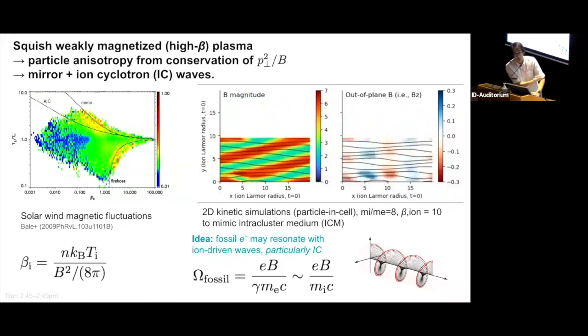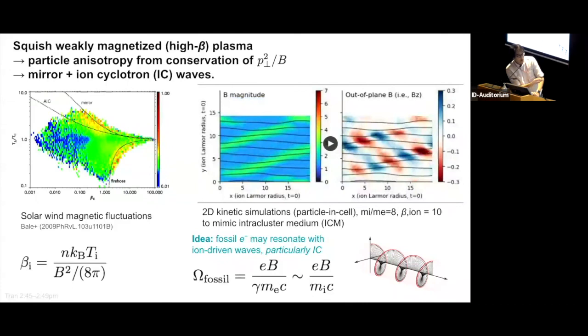This is a left circularly polarized wave. Because of the fact that these fossil electrons might gyro-resonate with it, it could be more effective at scattering particles and damping, giving some energy to these cosmic rays.